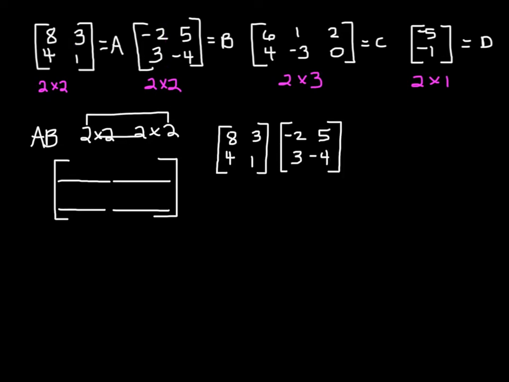It's going to be really helpful for you guys if you recopy these so that we do all the work on a separate sheet. So what I just did was copy A and B down here. Okay, this is A, this is B, so I can mark on it and you can mark on yours. So I'm going to multiply first row by first column. How do you do that? I'm going to multiply the 8 times the -2, and I'm going to add 3 times 3.